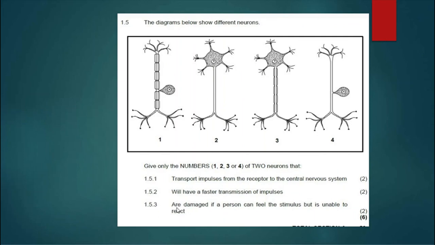Number 5, 1.5.3, give only the numbers 1, 2, 3, or 4 of neurons that are damaged if a person can feel the stimulus but is unable to react. We talked about this as well, that if your motor neuron is damaged, you will feel the sensation but you will not be able to react. So the answer is 2 and 3, because 2 and 3, they are motor neurons.